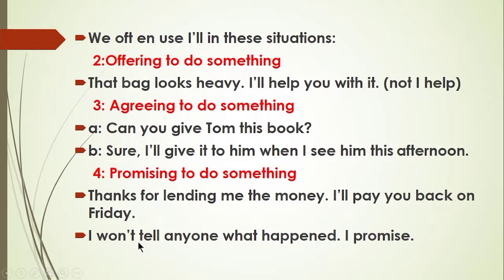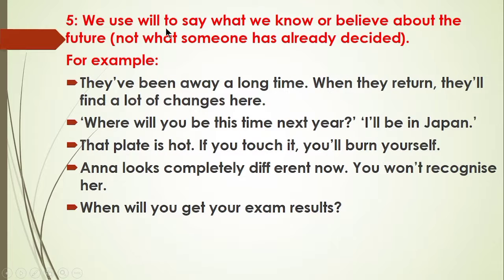It's future simple tense. We use will to say what we know or believe about the future, not what someone has already decided. Remember, when we believe or when we know something about future, we normally use future simple. But if something has already been planned, then we do not use future simple tense. For example, they have been away a long time. When they return, they'll find a lot of changes here. So it means we are sure, we believe that when they return, they'll find a lot of changes here.